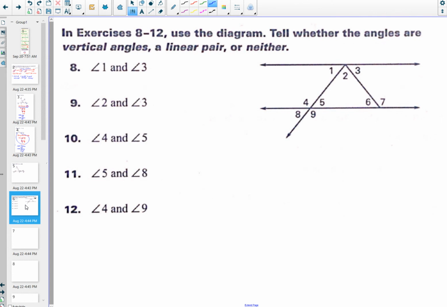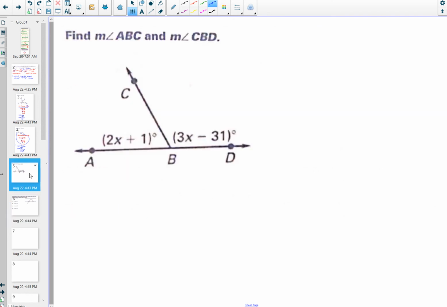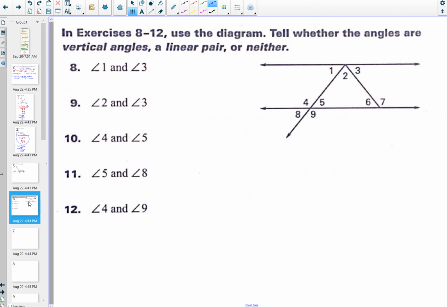Tell whether these angles are vertical angles, a linear pair, or neither. Remember, vertical meant across. Linear pair is actually what we just saw the last 2 times. They're adjacent and they make a straight line together. Okay, so let's see. Angles 1 and 3. Are 1 and 3 vertical, a linear pair, or neither? Linear. No, they can be both. Yeah. They're neither.